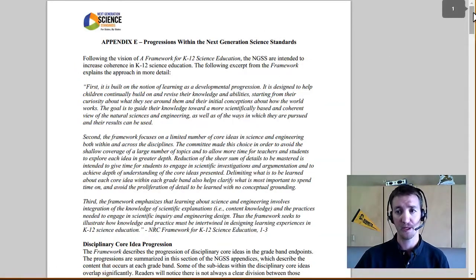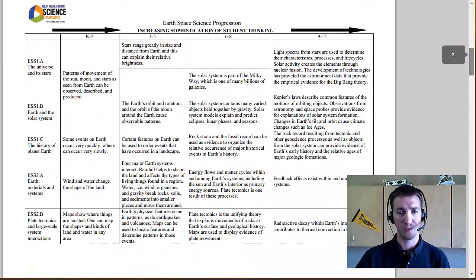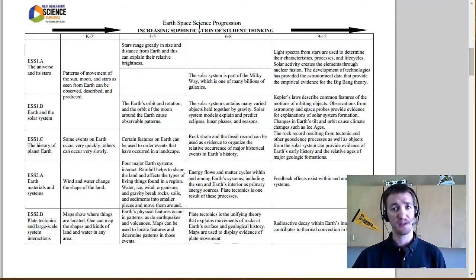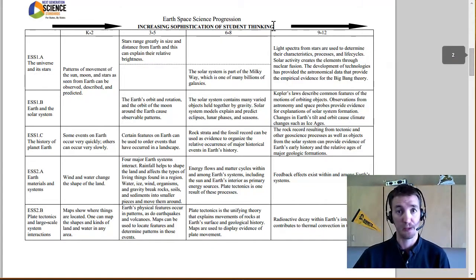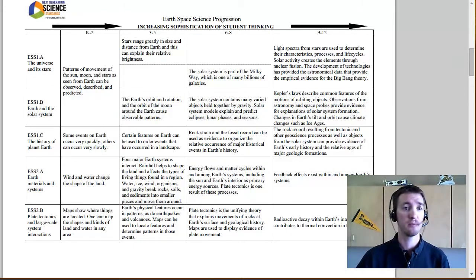So disciplinary core ideas, it describes them in general, but the really handy thing is for each core idea, they show the level of increasing sophistication of student thinking in each content area. So from kindergarten all the way through high school, it shows how each standard and each performance outcome is developed. So this would be a really good table for you to start with.